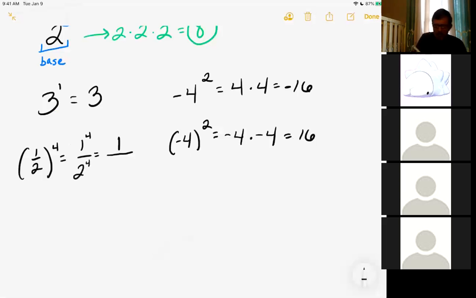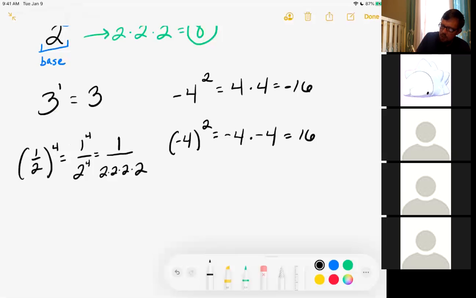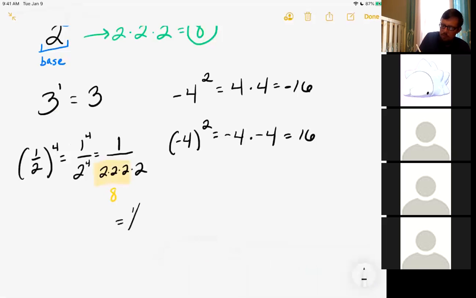The bottom's a little worse. This is 2 times 2 times 2 times 2. You may recall from the previous problem that 2 to the 3rd power was 8. That part right there is 8. So we're doing 8 times 2, which is 16.